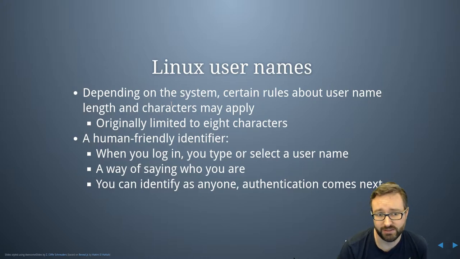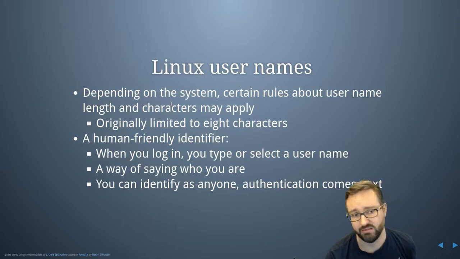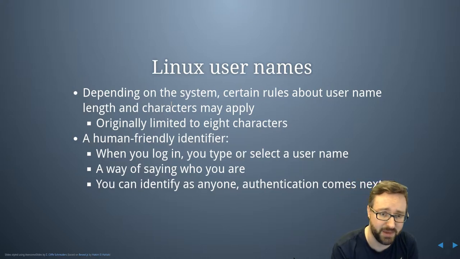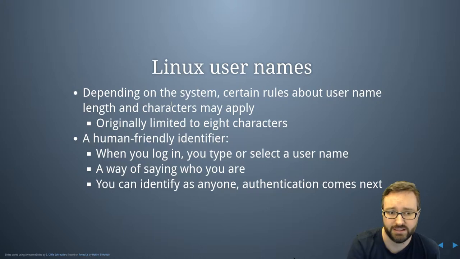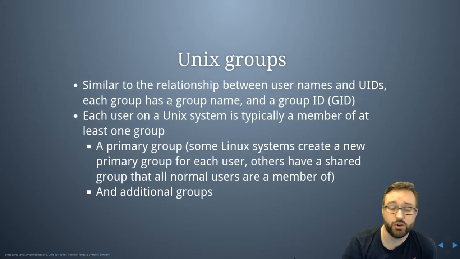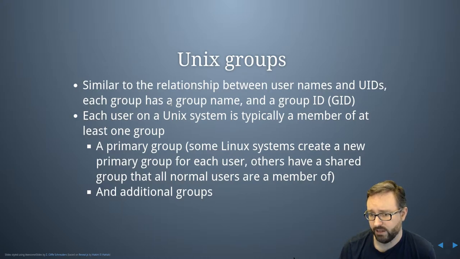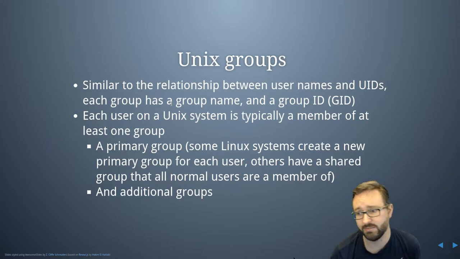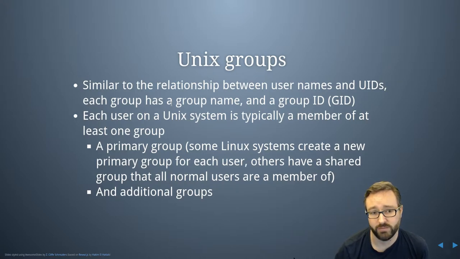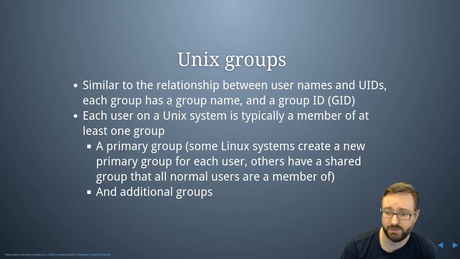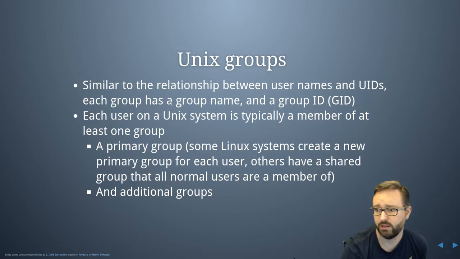So the username is just a way of saying who you are. So, identify. I'm Cliff, for example, and then the authentication comes next. That's my identification, saying this is me, and then when it prompts for the password and I type that in, then that's me authenticating. And so groups work in a similar way. A group on Linux has a name, a group name, and a group ID or GID. And on a Unix or Linux system, you're typically a member of at least one group, because where your user is defined, you will have a primary group that's specified, and then you also have other groups that you can be members of as well.